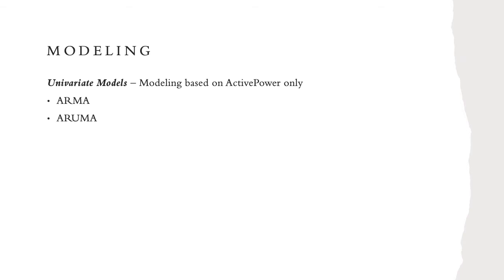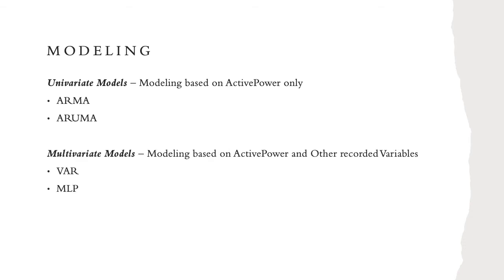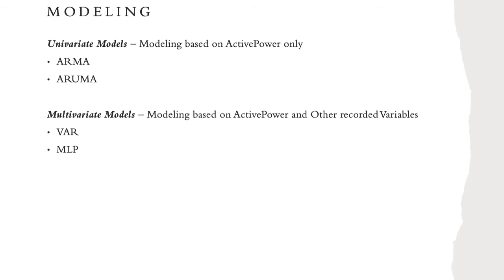For the modeling, we're going to look at univariate models. These are models based on just active power. We're going to look at an ARMA and an ARUMA model. We're also going to look at multivariate models, which are based on active power and the other recorded variables, such as wind speed and temperature. We'll look at a VAR model and an MLP model.